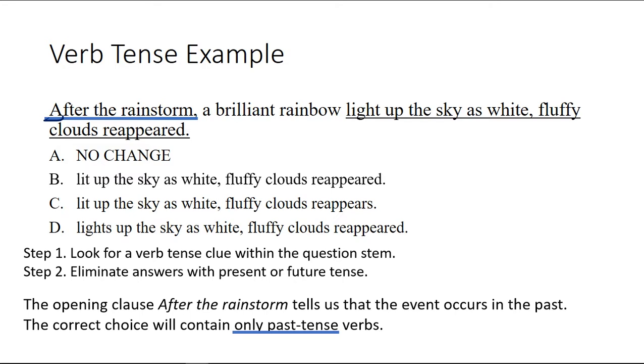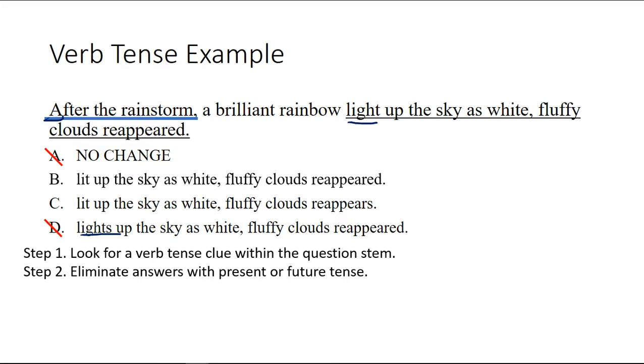So the next step is to eliminate answers with present or future tense. So we're going to get rid of A and D, and that's because we've got "lights up the sky," that's happening in the present, and we want past, so we knock out D. And we knock out A because this verb "light" is also a present tense form. All right, so now we're down to B and C.